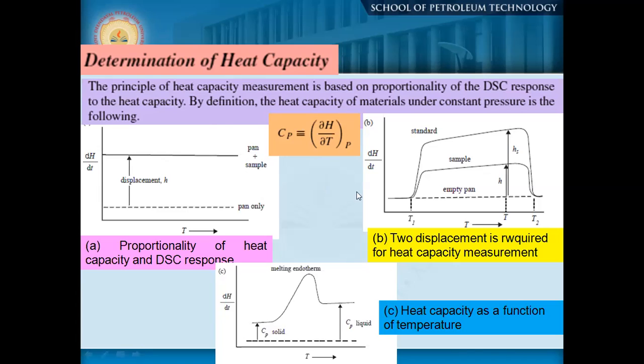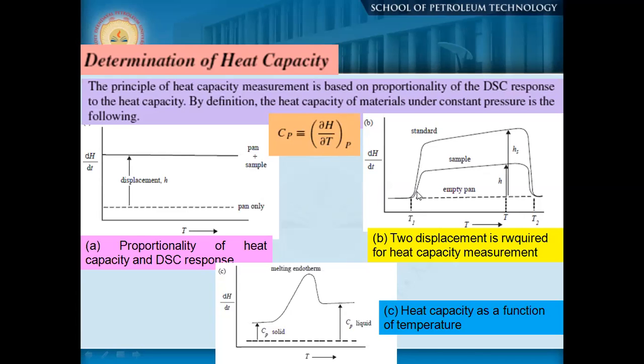If you just see here, this is an empty pan. Here is the proportionality of heat capacity and DSC response. You see heat capacity is also changing in the system, because the pan's heat capacity is very small, but when you put the pan with the sample, the heat capacity has increased a lot. And how we are giving this heat input with temperature: this is the empty pan, this is temperature, and this is T1 temperature and T2 temperature.